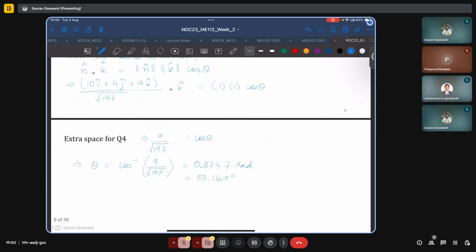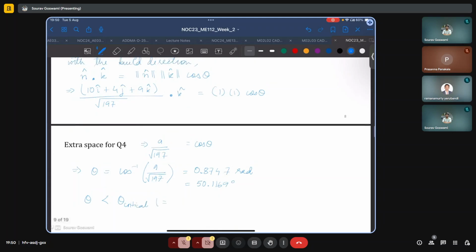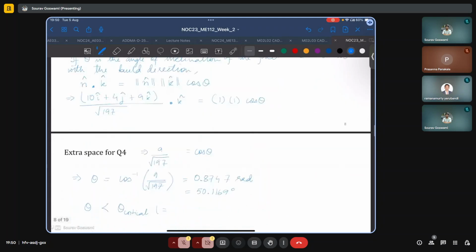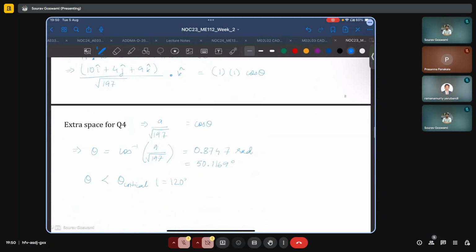Now the critical condition was that whatever angle this is should be less than the critical angle. In this case, the critical angle is given as 120 degrees. So here we have theta less than 120 degrees. So supports are not needed.